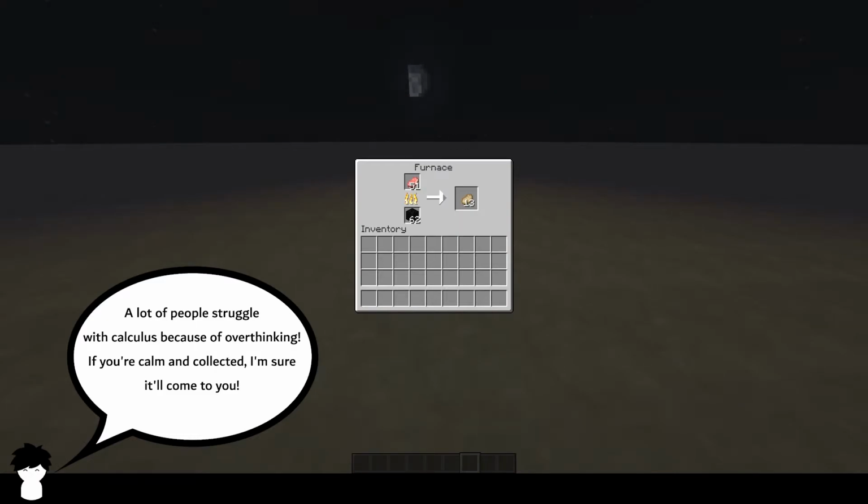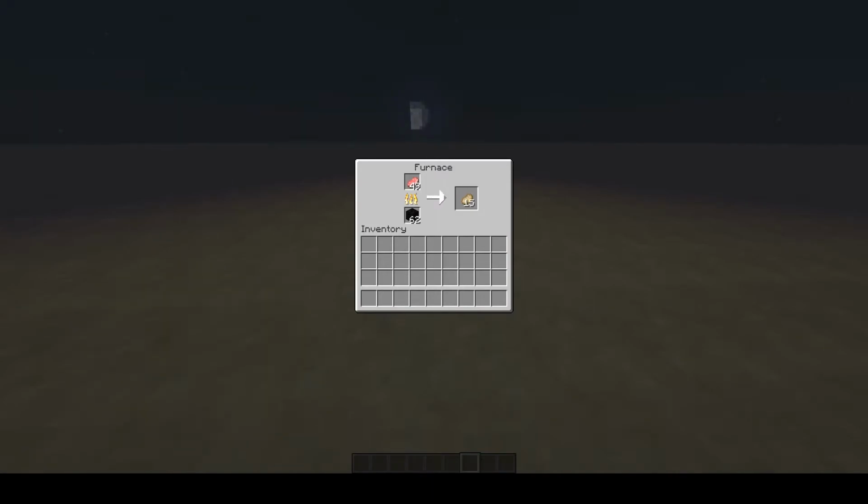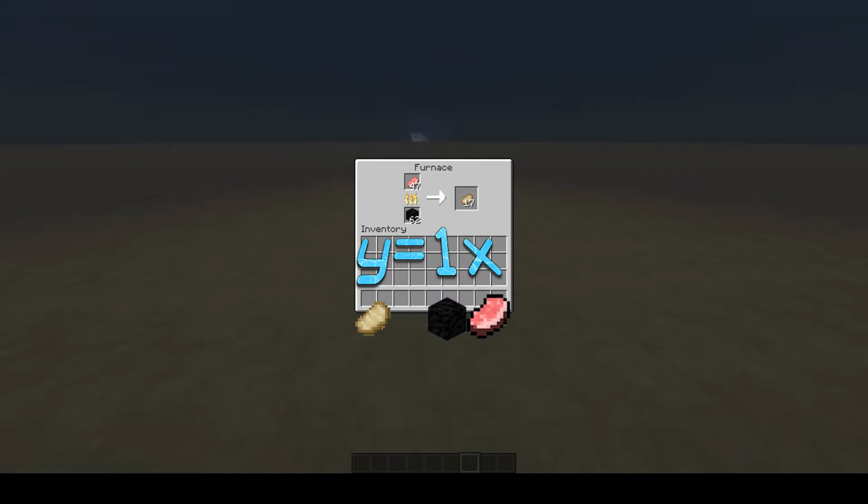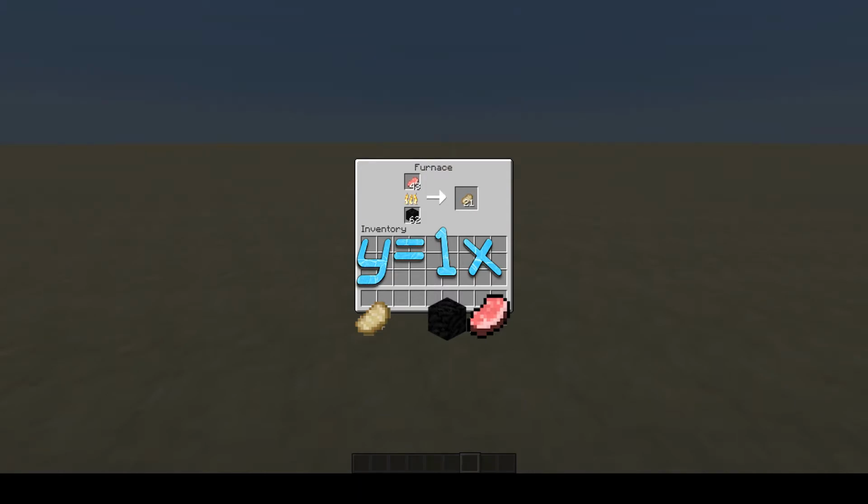Here we have raw pork chops being cooked into cooked pork chops. This represents the function y equals 1x, where the output, or the y value, is the cooked pork chops, and the input, or the x values, are the raw pork chops. The 1 in y equals 1x is represented by the coal blocks, and this is the modifier.